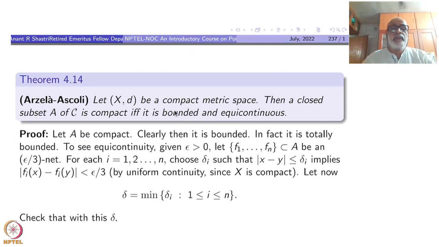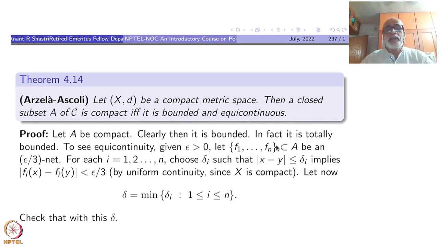So here is the famous theorem of Arzela-Ascoli. Let (X, T) be a compact metric space. Then a closed subset A of C, remember C is continuous functions from X to K, is compact if and only if it is bounded and equicontinuous. Since we are working in a Hausdorff space, this C(X, K) is a Banach space. So if you want compactness, you have to assume A is closed. That is a standing assumption: A is a closed family of continuous functions from X to K. It will be compact in the supremum norm topology if and only if it is bounded and equicontinuous. Okay, so this is the statement.